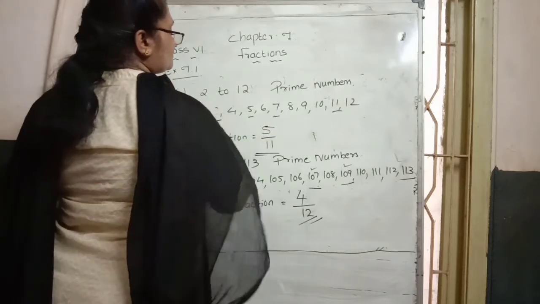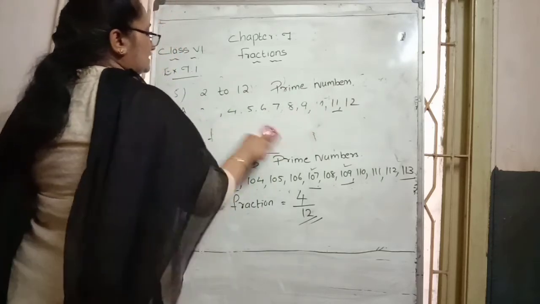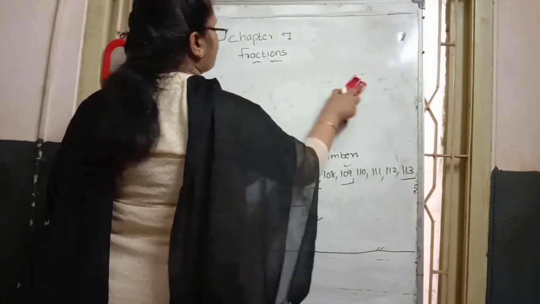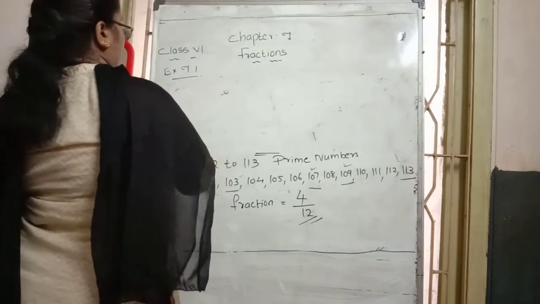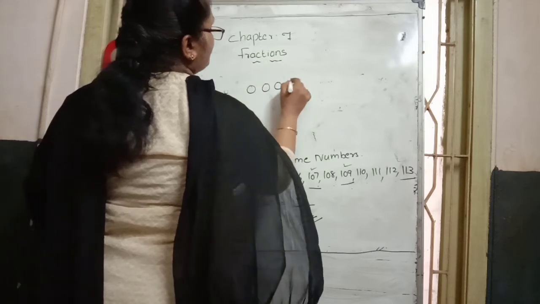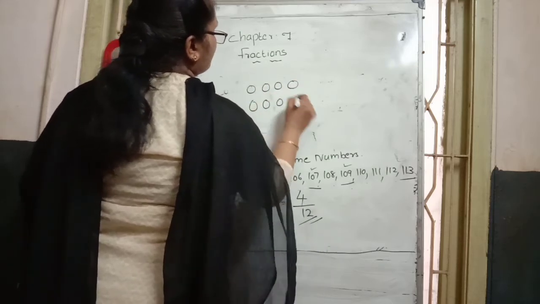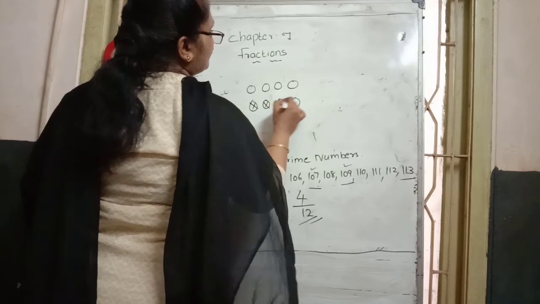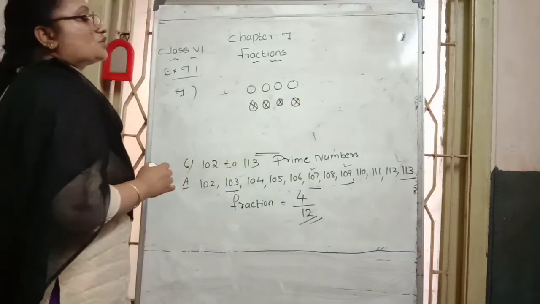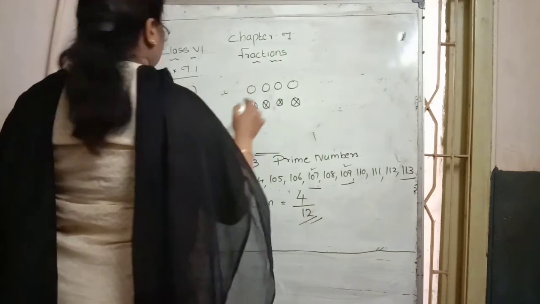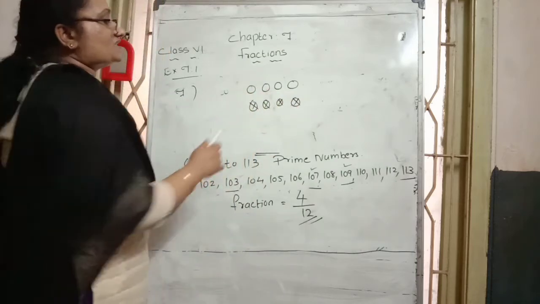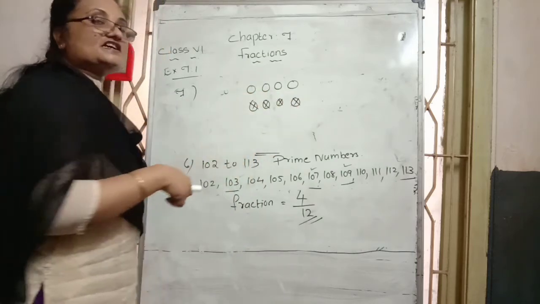Next, one more question. In the 7th question, one diagram is given. One circle diagram is given there. In this way 1, 2, 3, 4, and down also 1, 2, 3, 4. The question asks, what fraction of the circles have this x sign? How many circles have the x sign? 4 circles have the x sign.